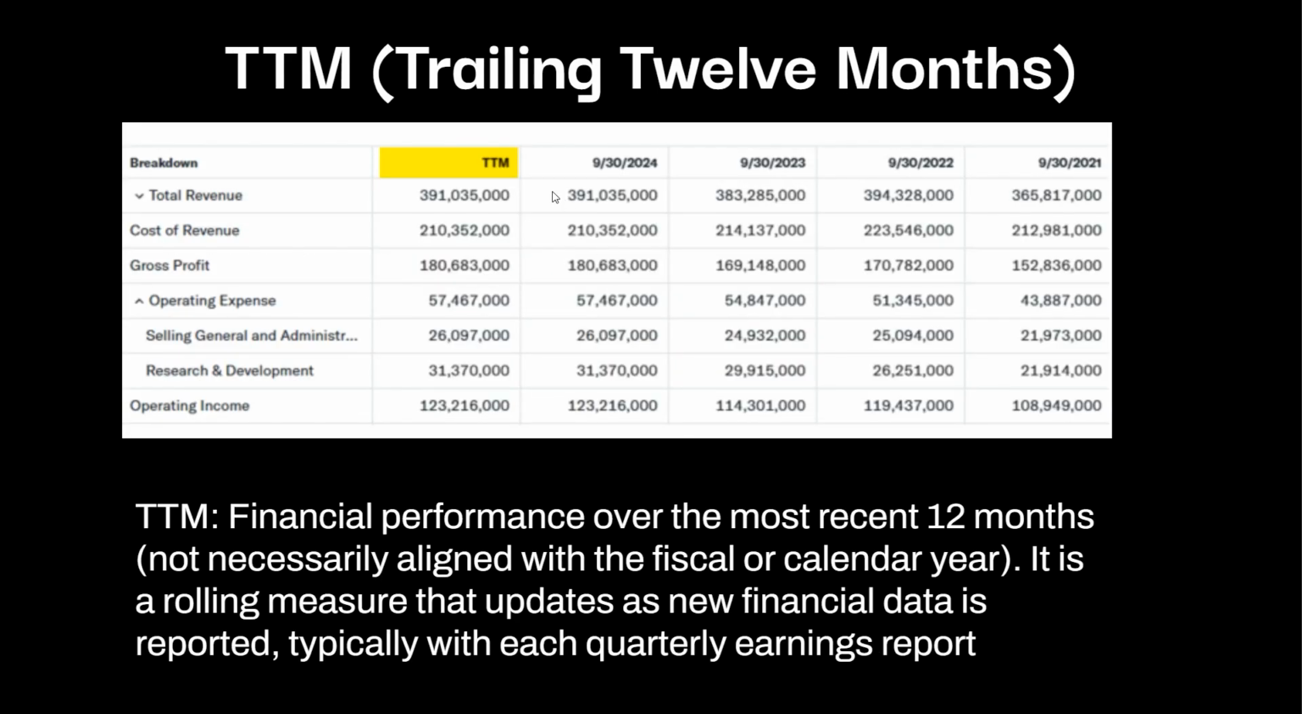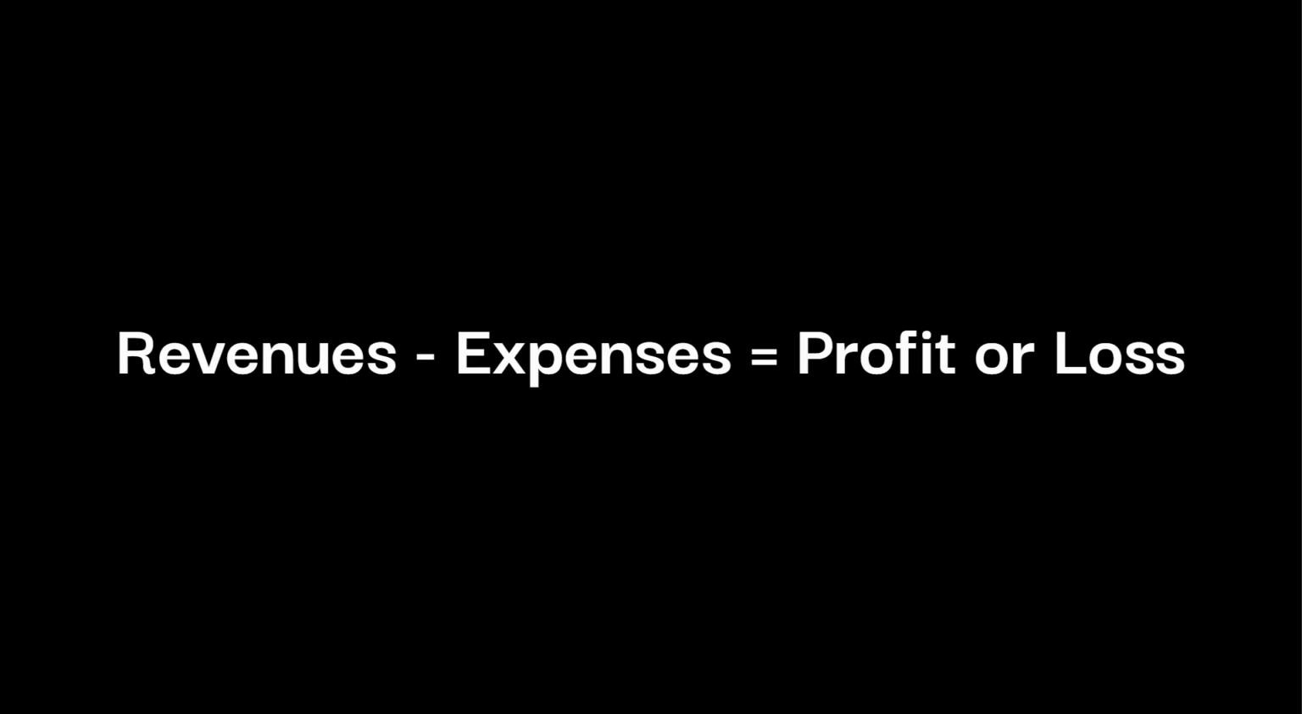And then TTM is trailing 12 months, right? So TTM is financial performance over the most recent 12 months, and it's not necessarily aligned with the fiscal or calendar year. It's a rolling measure that updates as new financial data is reported, typically with each quarterly earnings report. And before we start analyzing the income statement, one thing to know: revenues minus expenses is going to tell you your profit or loss. All right, let's start taking a look at it.